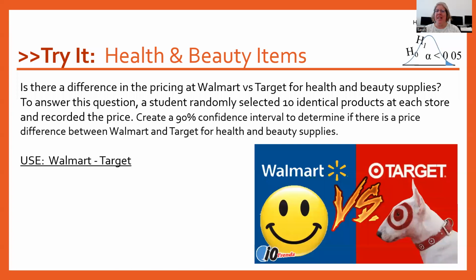Now that we have a better idea of how to distinguish between two independent samples and a matched pair situation, let's revisit this Walmart and Target example. So to answer the question about the health and beauty supplies, a student randomly selected 10 identical products at each store and recorded the price. Create a 90% confidence interval to determine if there is a price difference between Walmart and Target for health and beauty supplies. So the order of subtraction we're given is Walmart minus Target.